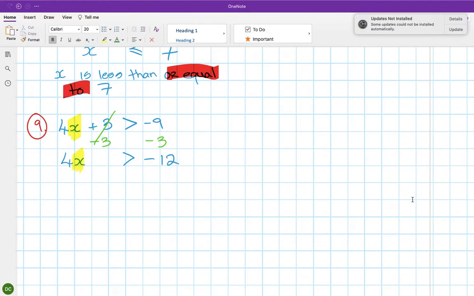Again, I want the x. So I'm going to divide by 4 and divide by 4. So x, copy the sign, and that's a minus, and this one's a plus. So different signs give me minus, and 12 divided by 4 is 3. So translate, x is greater than minus 3.